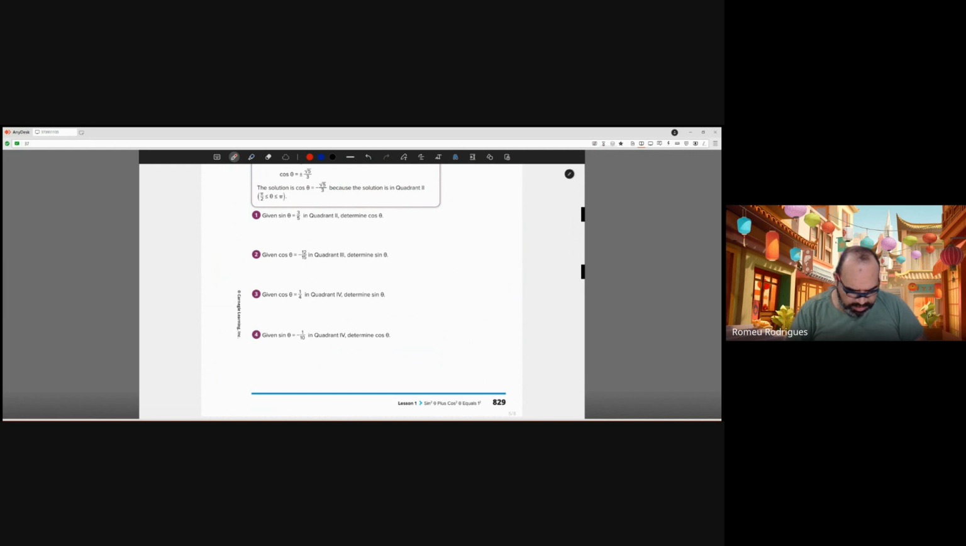The first one, cosine, is 4/5. The second one is -5/13. Third quadrant, sine is in the negative zone. Quadrant number 4, sine is always negative. Then negative square root of 15 divided by 4. Quadrant number 4, cosine is positive here. It is 3 square root of pi divided by 10.